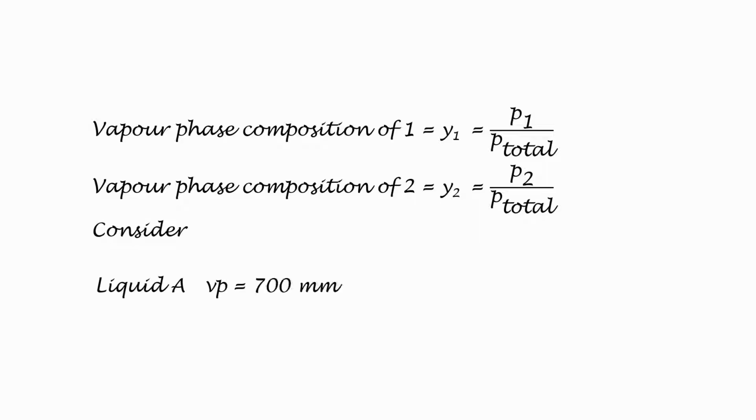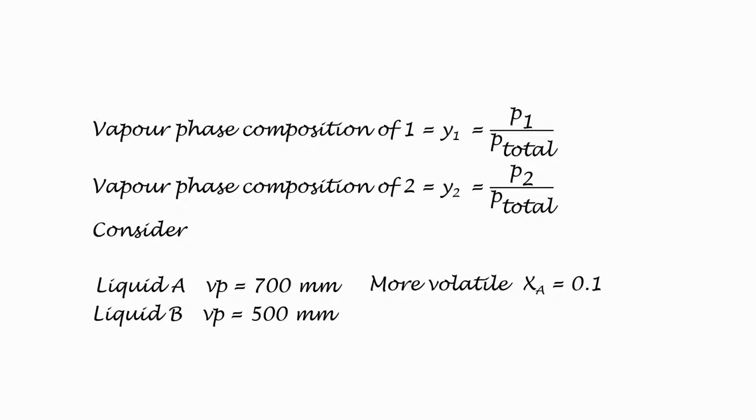Consider two liquids A and B. Vapor pressure of A, let it be 700 millimeters of mercury. Vapor pressure of B is equal to 500 millimeters of mercury. Now A is having higher vapor pressure, so A is called the more volatile component of the mixture. Let XA equal 0.1 and XB equal 0.9 in the solution.